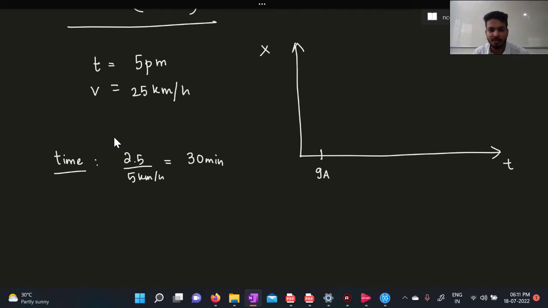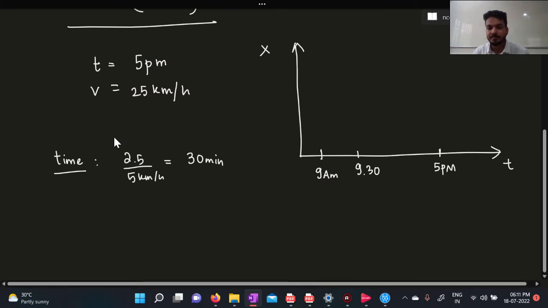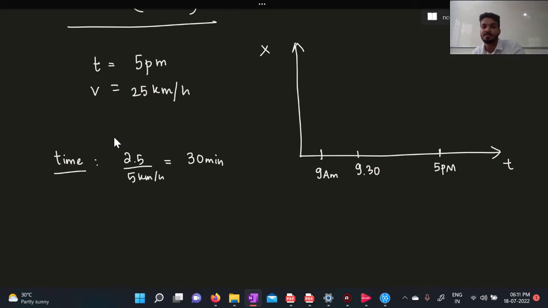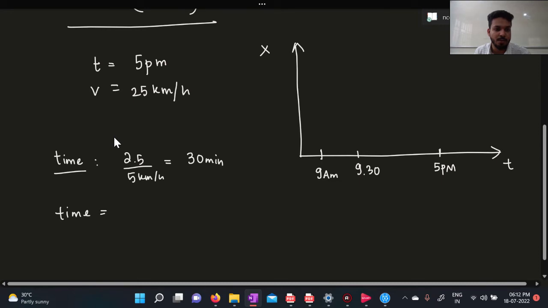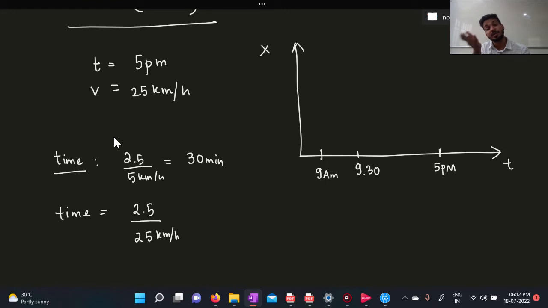So I plot it like this. This is 9 a.m., this is 9:30 a.m., and let's say this is 5 p.m. And I need to understand when she reaches back home. That time will be given by 2.5 kilometers divided by 25 kilometers per hour, because when she is returning in the auto she is traveling at 25 kilometers per hour. So this is 1/10 of an hour, which means 60 minutes divided by 10, which is 6 minutes. So she will be back home at exactly 5:06. So I have plotted the important points on this time axis.